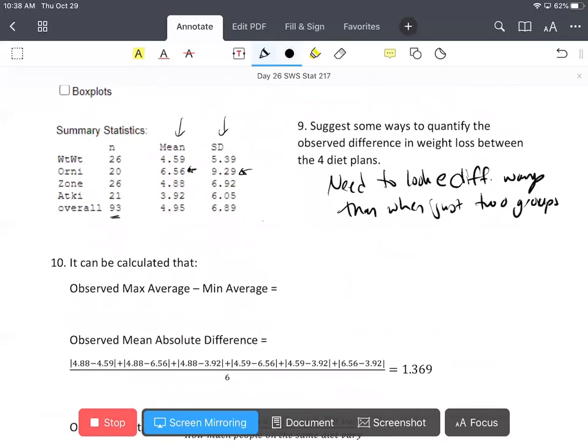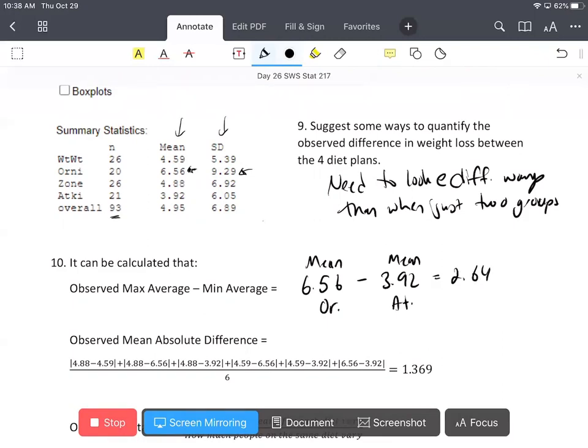All right. So the first one is the observed max average minus the min average. Ignore what's happening in the middle, but look at the extremes. The highest mean we said was Ornish, and these are looking at means. What about the lowest weight loss? Well, that would be Atkins over the year. This is the mean for Ornish, and this is for Atkins, and that difference is 2.64.